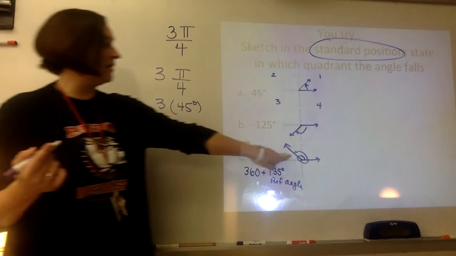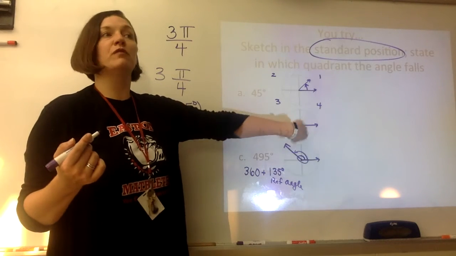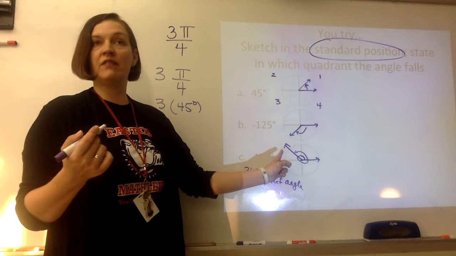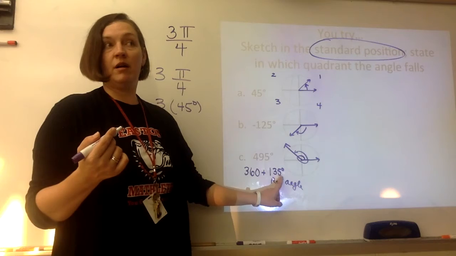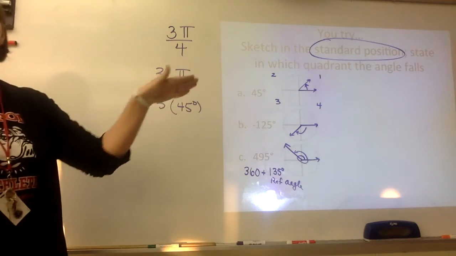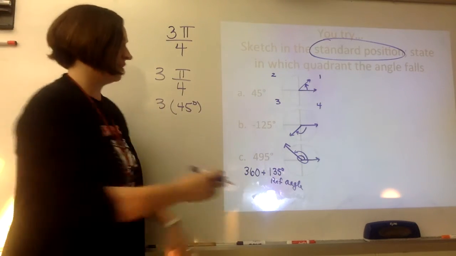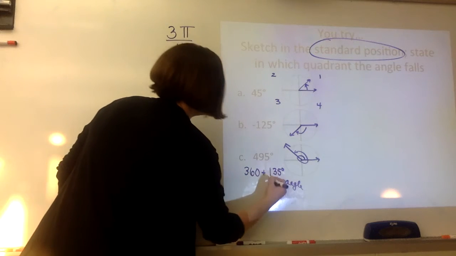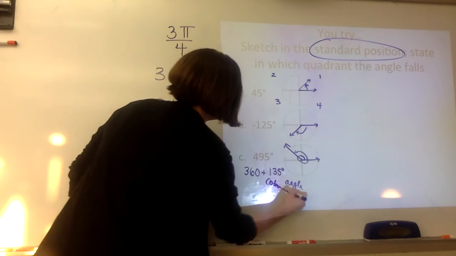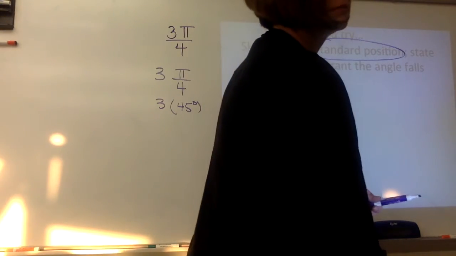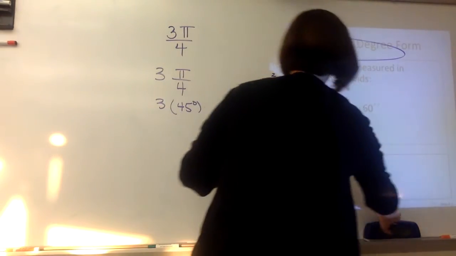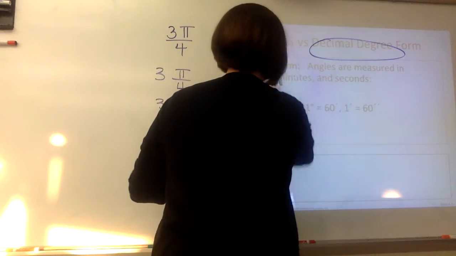So if I'm standing in the center and I'm rotating, I could do a full revolution and come back to 495, or I could just go 135 and end up there. I end up looking at the same place. This is known as the reference, not the reference angle, coterminal. We're going to get that in the next slide, the definition. All right, as I said, nuts and bolts. Here's some more.